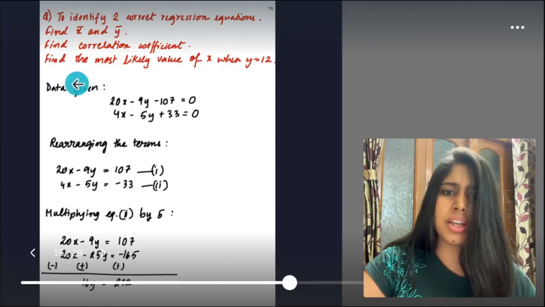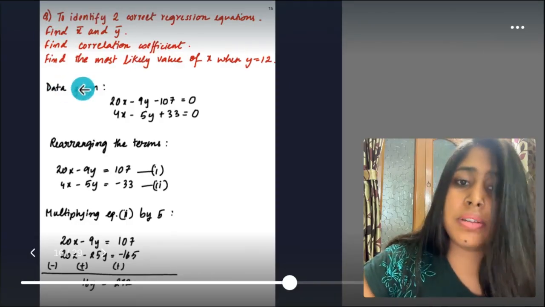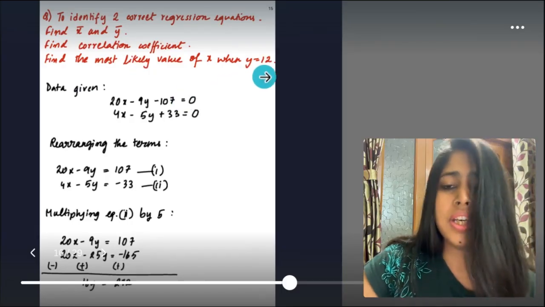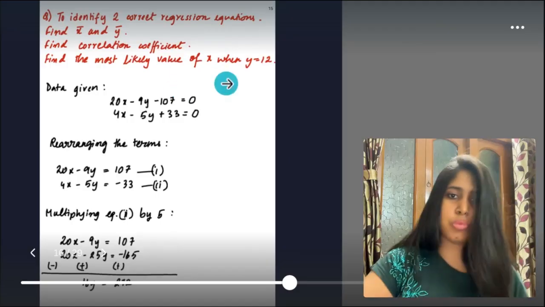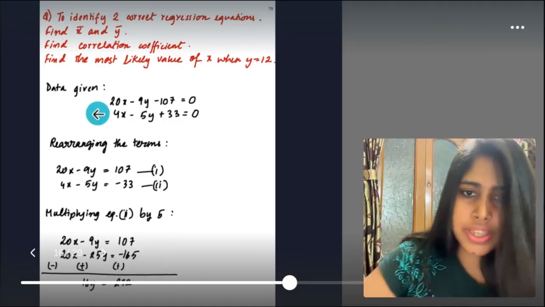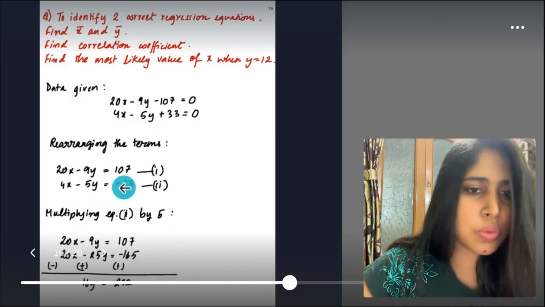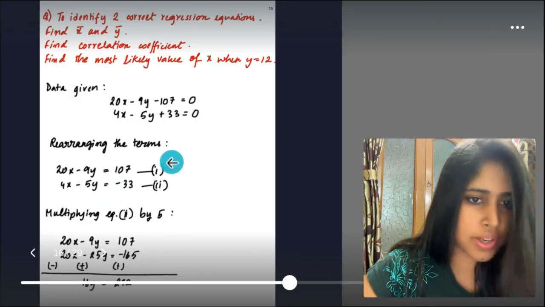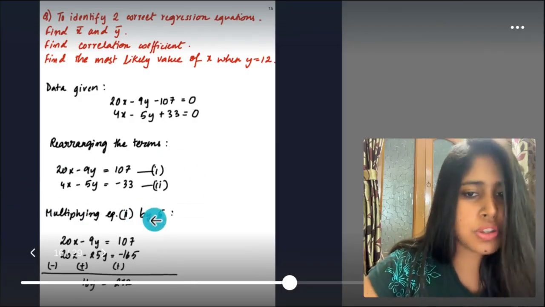We also need to find the x bar and y bar and the correlation coefficient, and the most likely value of x when y is equals to 12. We need to find the value of x here, not y. Now first let's start with rearranging the terms. 20x minus 9y is equals to 107, which is equation 1 we have named. And 4x minus 5y is equals to minus 33, which is equation 2.